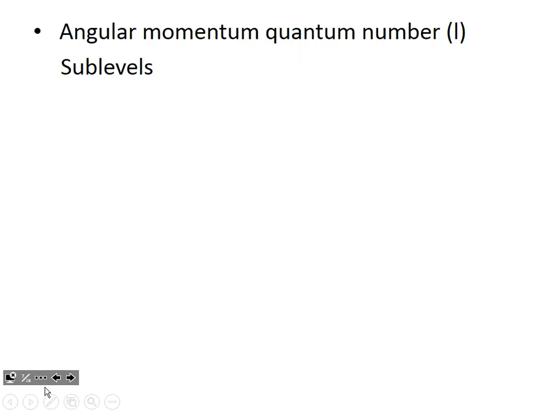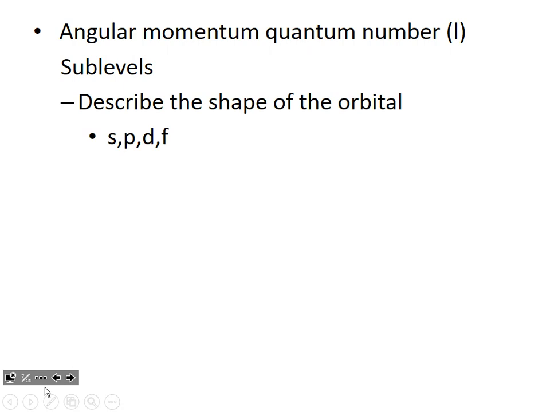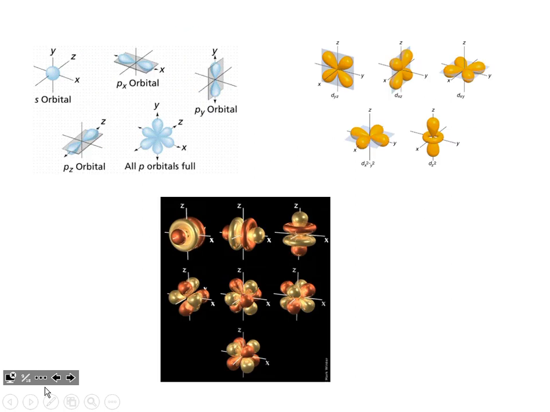The angular momentum quantum number I'm going to call the sublevel. That describes the shape of the orbital, and there are 4 different shapes that we are going to concern ourselves with: the S, P, D, and F. And I'm going to show you a picture here. You can see that the S orbital in the upper left-hand corner there is a spherically shaped orbital, a spherically shaped electron cloud.